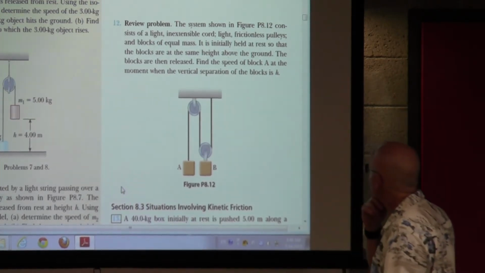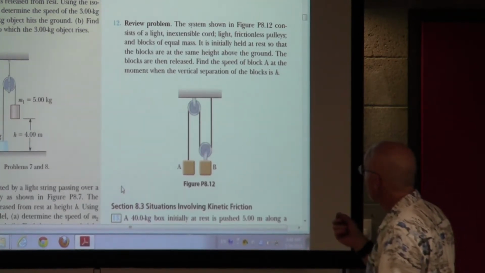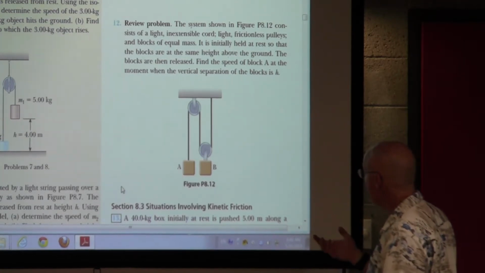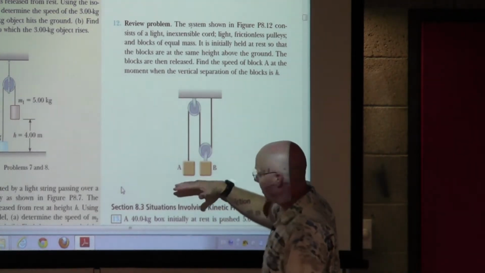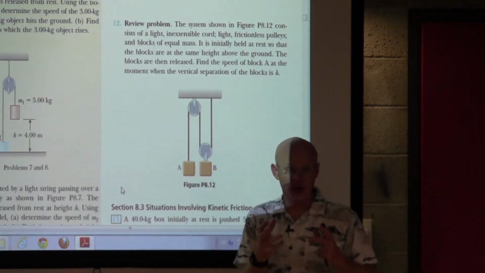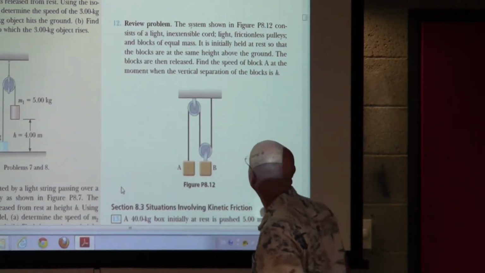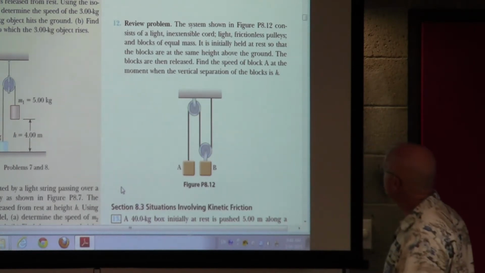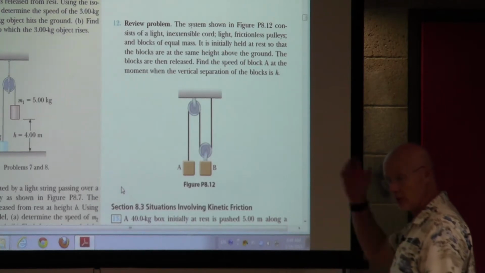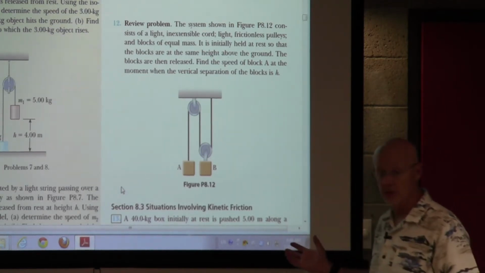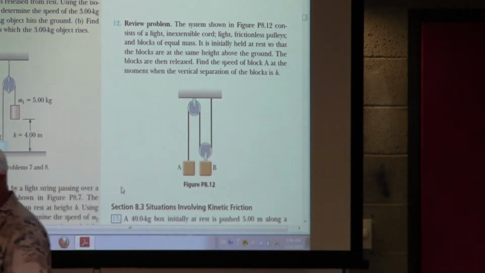All right. It is initially held at rest so that the blocks are at the same height above the ground. Now, initially. Okay, so I guess the picture they're showing is what I would call the initial condition. And so maybe somebody's got their hand under both of these. Find the speed of block A at the moment that the vertical separation of the blocks is h. So in other words, what happens if I let go? What if I put my hand under both of these blocks and I let them go? They're the same mass. Do they stay there?